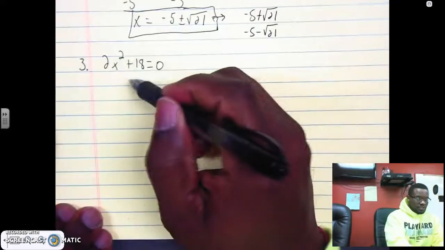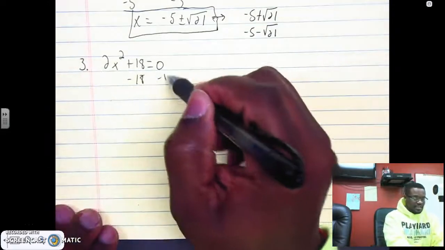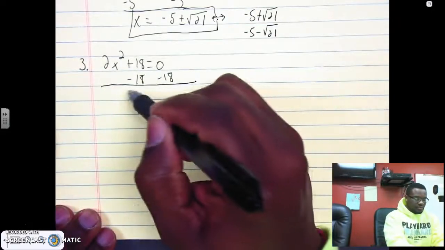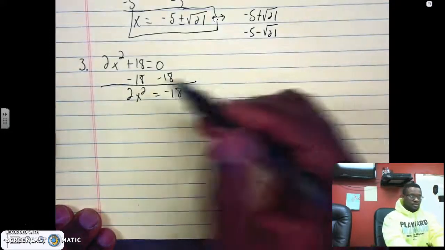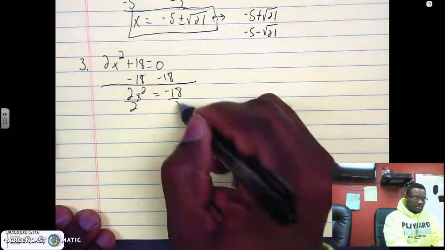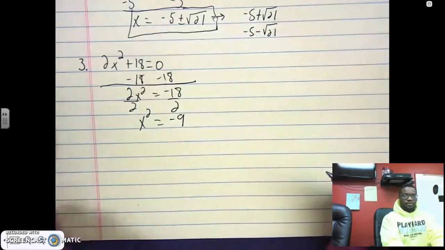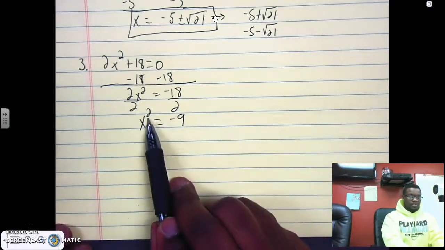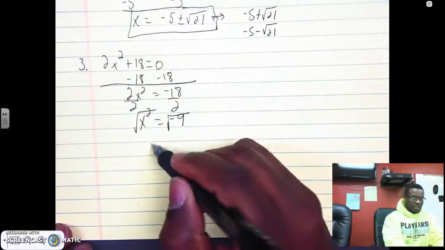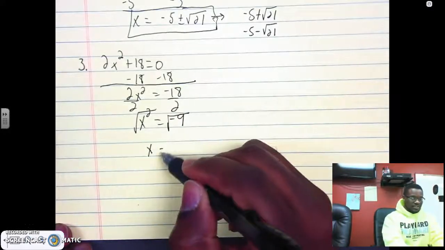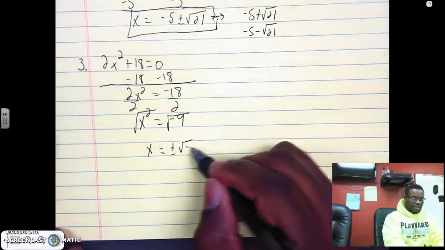First thing you want to do is subtract. Why? Because you got to get rid of that 2 and that 18. You subtract from both sides, you get 2x squared equals negative 18. What do you do next to solve? You divide by 2, and x squared equals negative 9. So far, so good. How do we get rid of this 2? Just like we've done before, we take the square root of both sides. That leaves us with x by itself equals plus or minus the square root of negative 9.